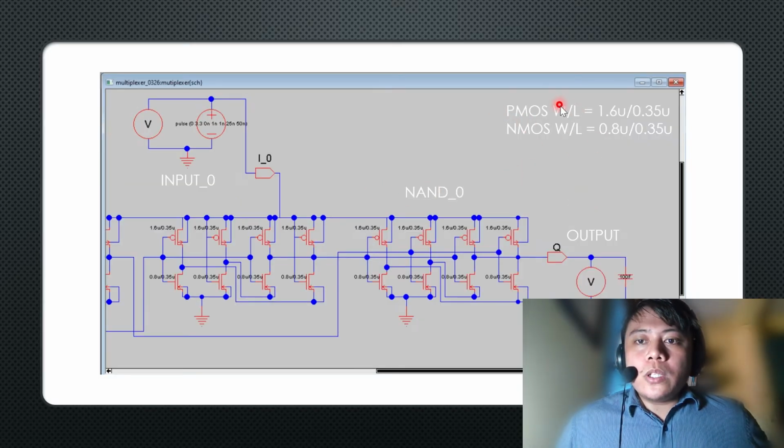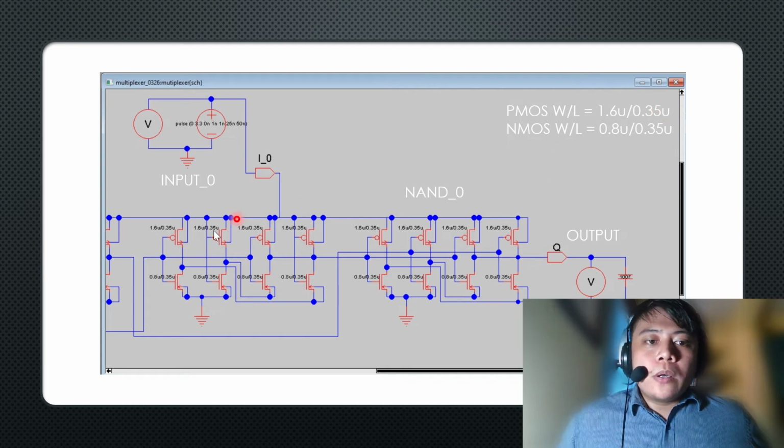I use width over length 1.6 to 0.35 microns for the PMOS, and for the NMOS, I use 0.8 to 0.35 microns. We can observe here that the length is less than the width. So the effect here is improved propagation for the signal. So the length is kept at minimum. Okay.